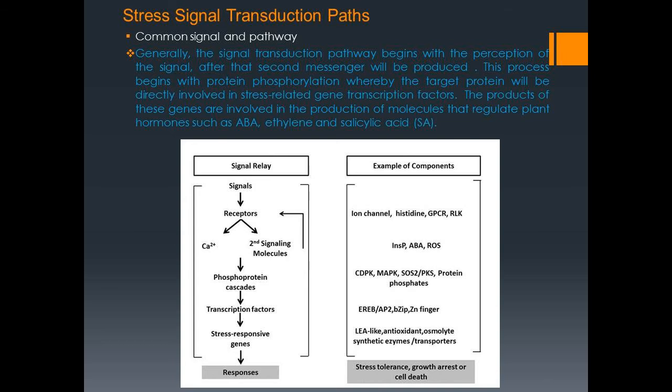Generally, the signal transduction pathway begins with the perception of the signal. After that, second messengers will be produced. This process begins with protein phosphorylation, whereby the target protein will be directly involved in stress-related gene transcription factors. The products of these genes are involved in the production of molecules that regulate plant hormones such as ABA, ethylene, and salicylic acid. Actually, this chart shows the direct signal and pathway in plant. This is the common pathway, starting with signals and then the receiver, which are receptors. In this chart, calcium and second signal molecules bind with phosphoprotein cascades, transcription factors, stress response, and then all the responses.